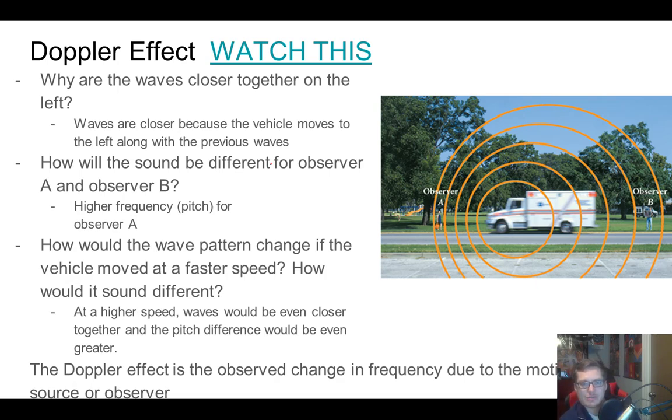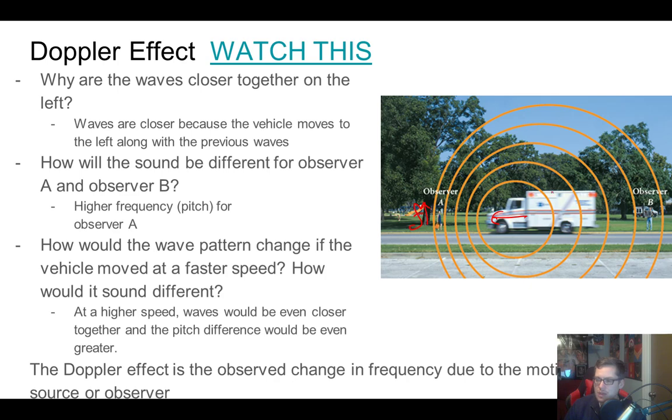Because the speed has to remain constant but the wavelength goes down, that means the frequency you observe goes up. For example, here's an ambulance producing its siren, and there's one person listening to it here, one person listening to it here. Notice that the wave fronts in the direction the ambulance is going are a lot closer together. The wavelength is a lot lower, so the frequency has to be very high for observer A.